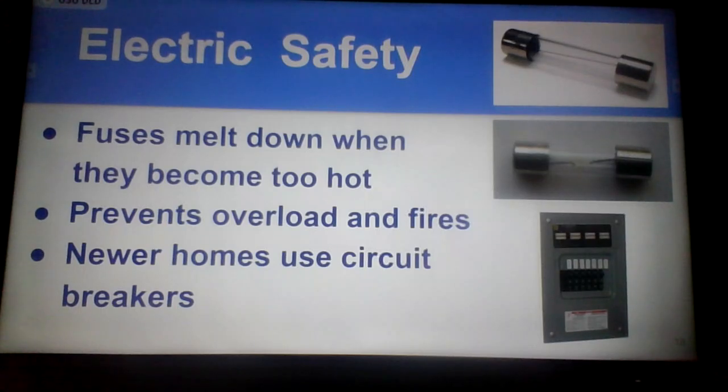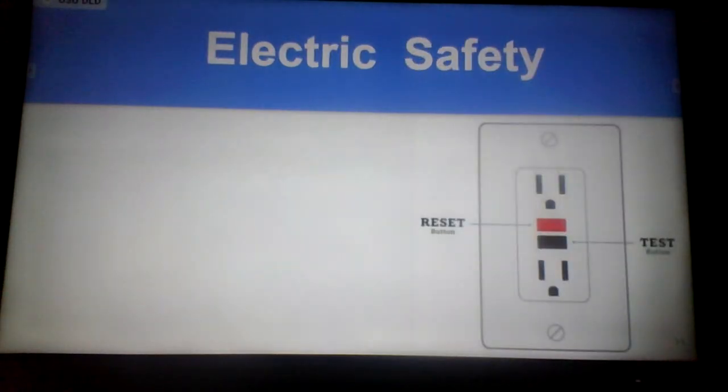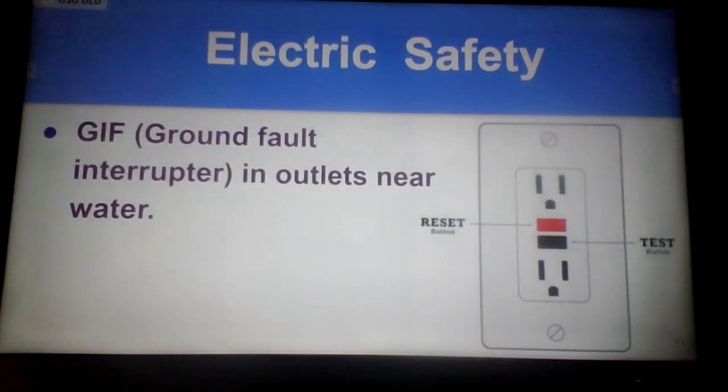Electricity can be very, very dangerous if not handled properly. Ready? Now, even newer homes have outlets, especially those maybe in the bathroom or the kitchen near the sinks, have buttons that we can push. These buttons act like tiny little circuit breakers that will trip if water gets too close or too much electricity near water gets in there. A GFI, a ground fault interrupter, in some of the outlets right here.